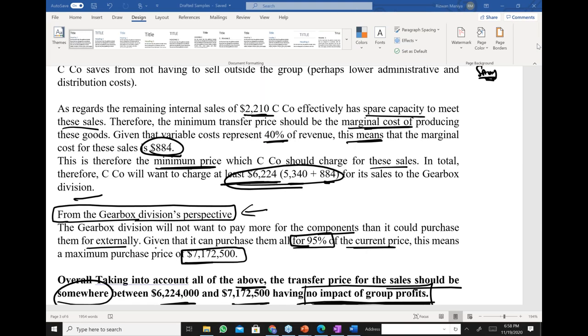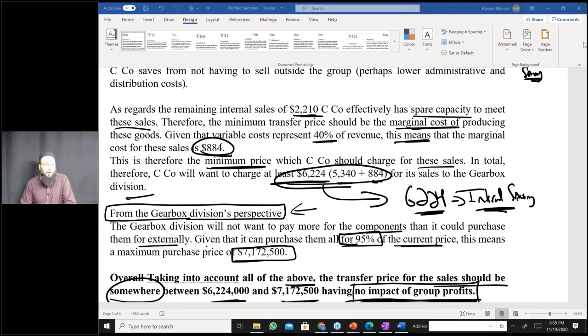Yes, if there is any internal saving of cost, for example if you transfer internally and no packaging is required, or no distribution is required, then you can deduct that internal saving from this figure, and that will be your minimum. This is also important: if there is any internal cost saving by transferring to the internal division, in the form of packaging or something like that, you can deduct that figure and that will be your minimum.